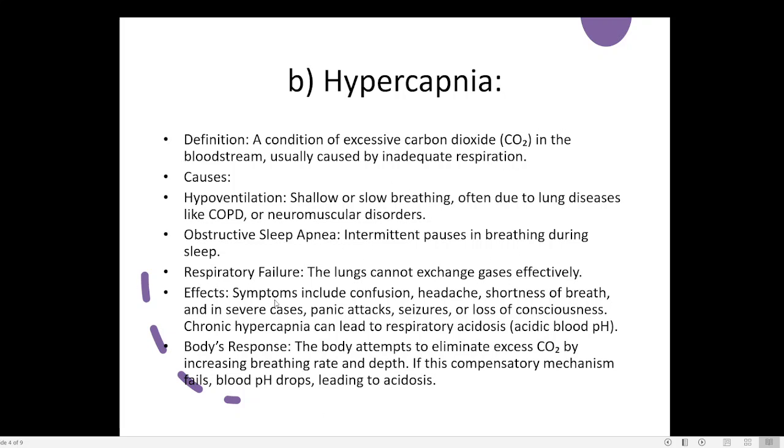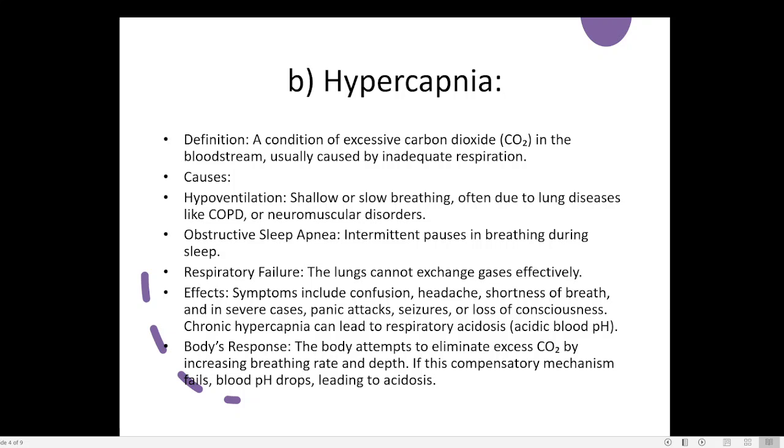Coming to the effects of hypercapnia, the symptoms mainly include confusion, headache, shortness of breath, and in severe cases panic attack, seizure, then loss of consciousness. So these are some of the symptoms that can occur as a result of hypercapnia. Hypercapnia can cause respiratory acidosis, because there is an extra amount of carbon dioxide. That carbon dioxide can combine with water forming carbonic acid, and carbonic acid can lower the pH or increase the acidic content of your body.